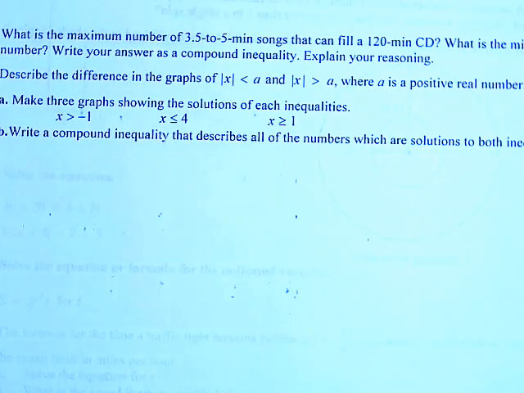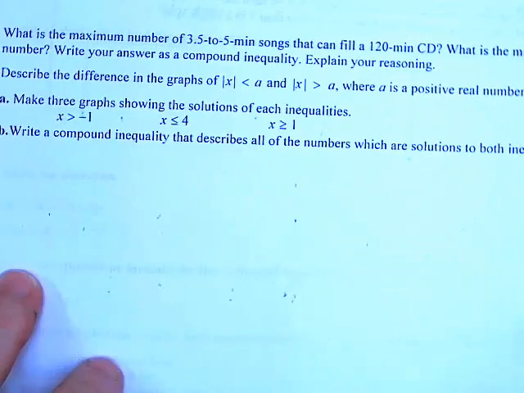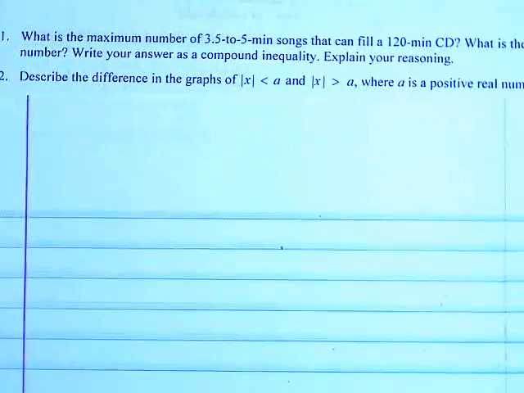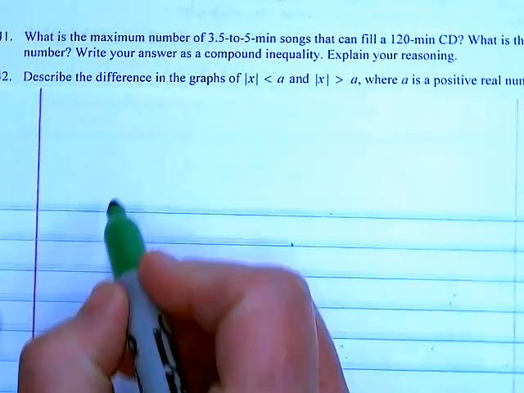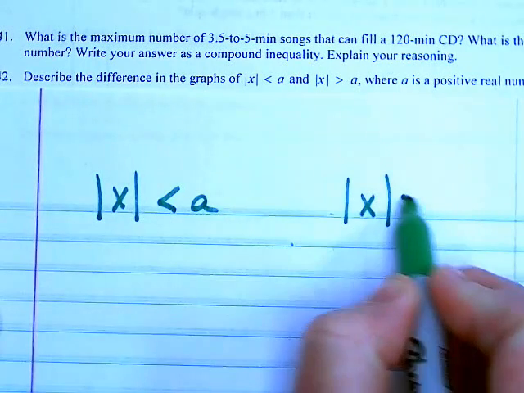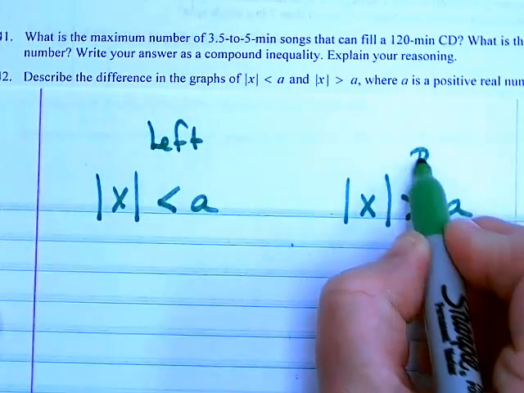Okay. 42. Describe the difference in the graphs of the absolute value of x is less than a and absolute value of x is greater than a, where a is a positive real number. Use that in English, please. What's the difference between this? The signs. This one points to the left and this one points to the right.